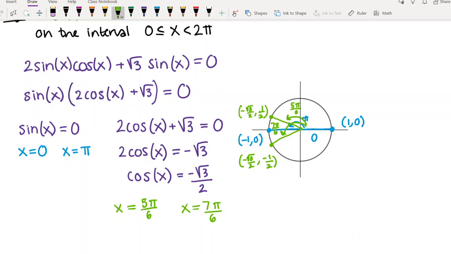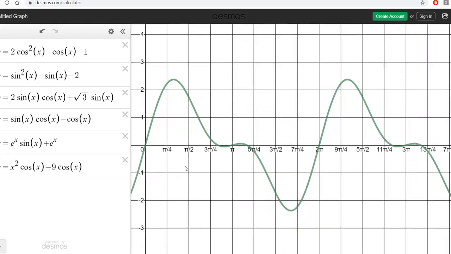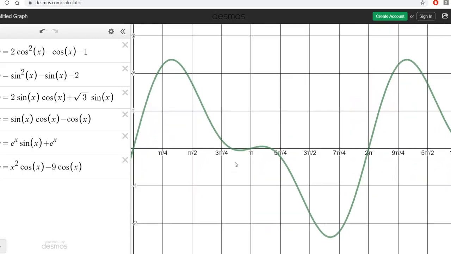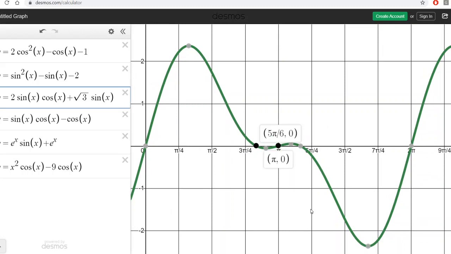So again, let's check out the graph of this thing. If we were to graph y is equal to 2 times sine of x times cosine of x plus square root of 3 times sine of x, it would look like this. So again, getting these different types of waves. And this one, it's pretty flat near the x-axis, but we can see that it goes through the x-axis at 5 pi over 6, at pi.